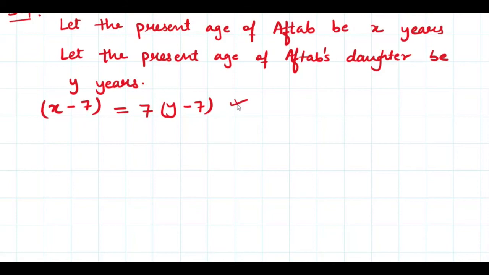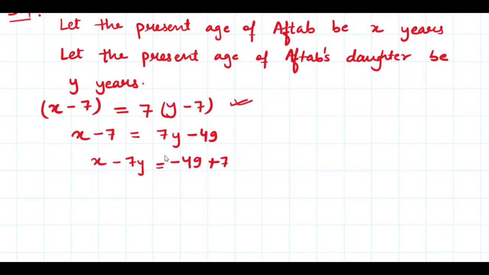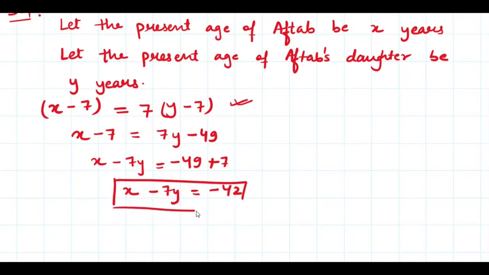Let us simplify this first. So which gives us x minus 7 is equal to 7y minus 49. Let's take 7y to the left hand side. We have x minus 7y, and let's take negative 7 to the right hand side. So it will give us negative of 49 plus 7. By simplifying this, we get x minus 7y is equal to negative of 42. So this is the first equation, which is linear in two variables.